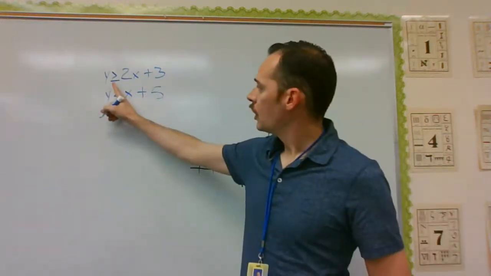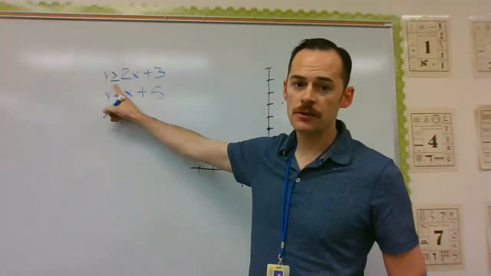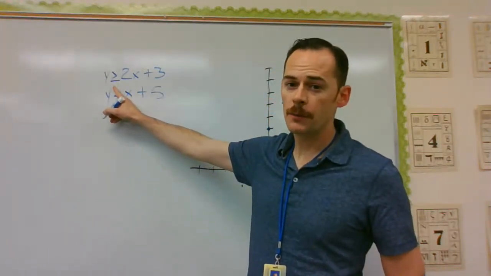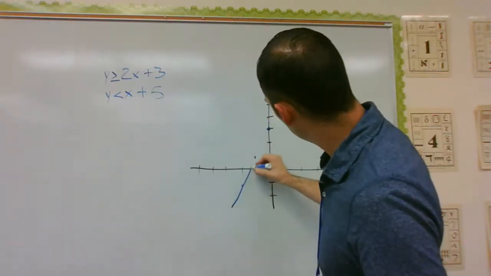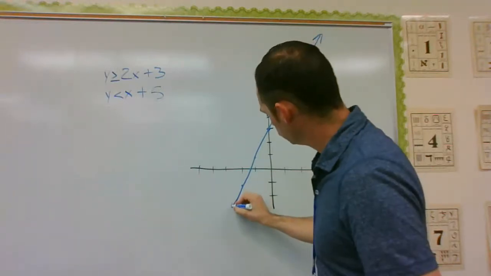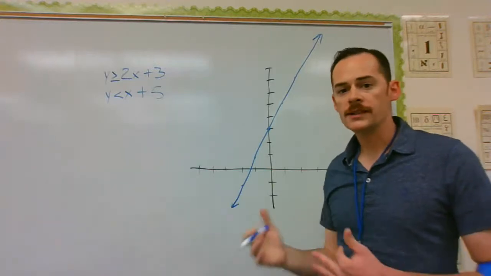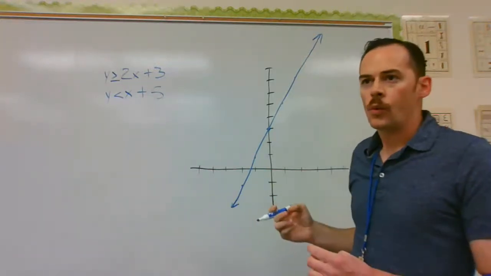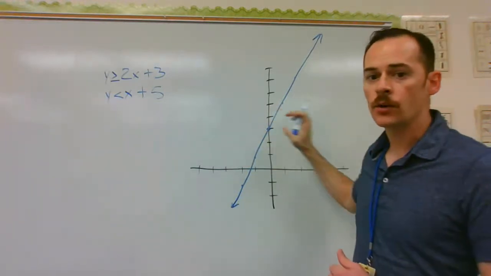One thing you have to look at is the inequality sign. It says greater than or equal to. Because it's equal to, I can have a solid line here. Now, with an inequality, we're going to shade one side or the other, because we're not looking at the line, we're looking at one side of the line or the other.